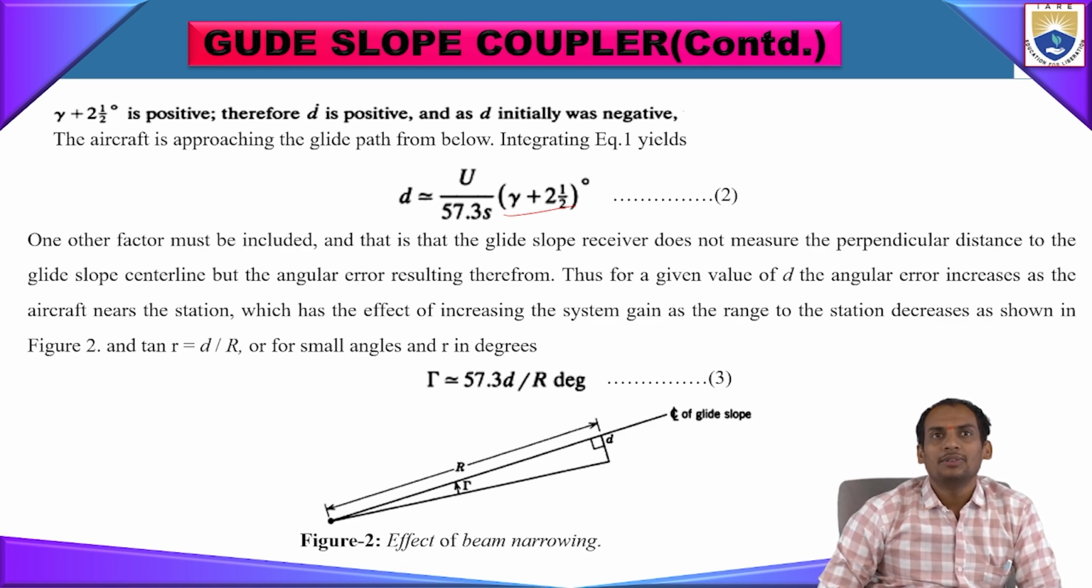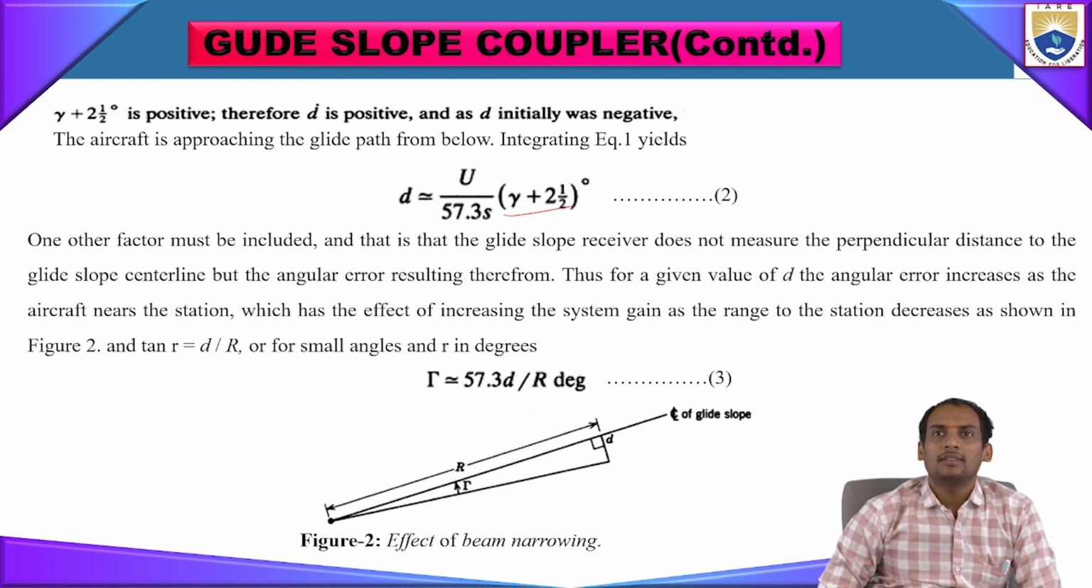On the other hand, the factor that must be included here is that the glide slope receiver does not measure the perpendicular distance to the glide slope center line, but rather the resulting angular error.